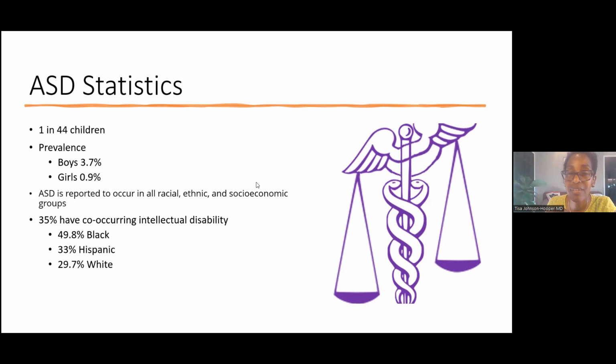Black children have a much higher burden of intellectual disability than non-Hispanic white children with autism. So among children with autism, 35% have a co-occurring intellectual disability. Of that 35% of children with autism and intellectual disability, 50% are African American, 33% are Hispanic, and 30% are white.